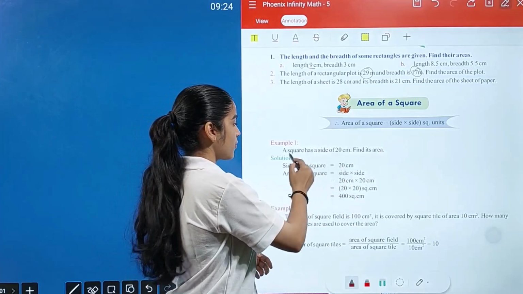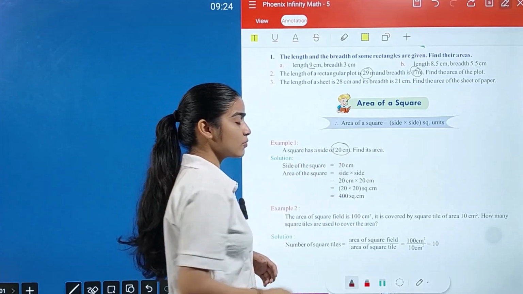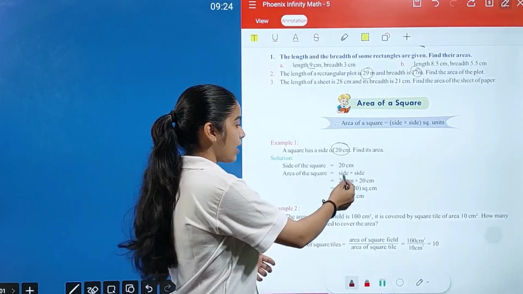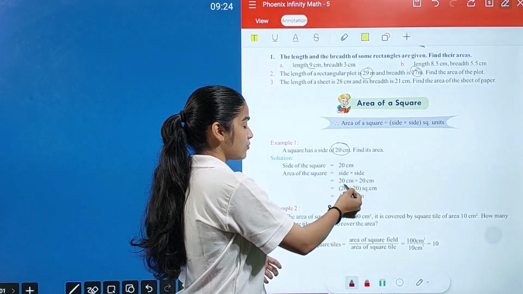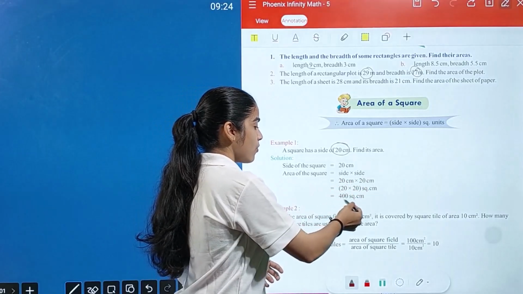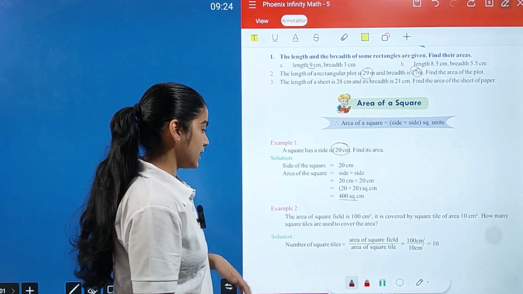In this case, if you have a square with sides 20 centimeters, how can you find its area? The formula is side into side. You just have to multiply 20 by 20. 400 square centimeter is your final answer.